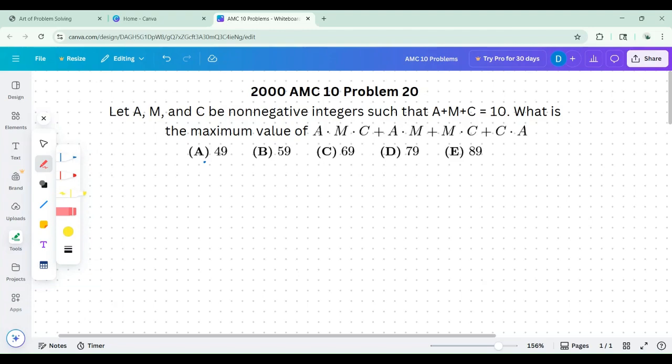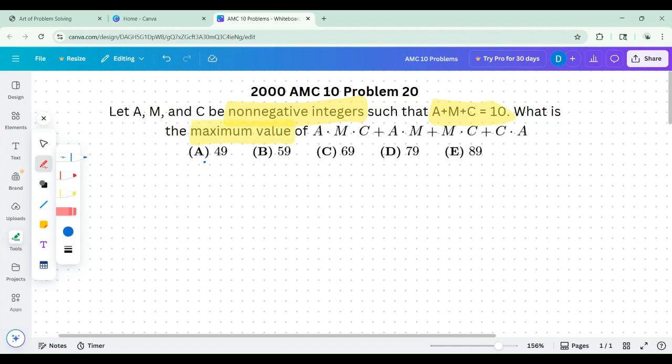So, first, we want to highlight some pretty important things within the problem that will help us solve the problem. As you see here, these three variables have to be non-negative integers. The sum of these three variables is 10, and we're trying to find the maximum value of this given expression with these three variables.